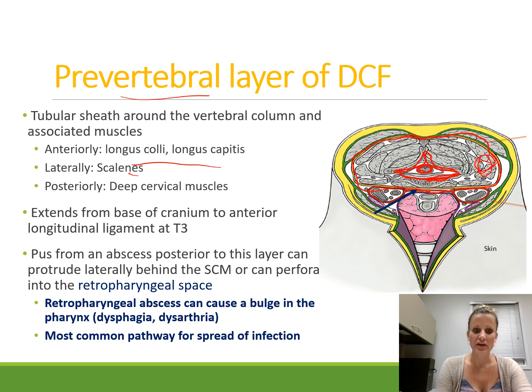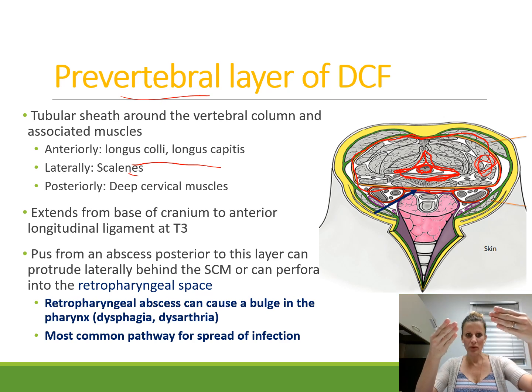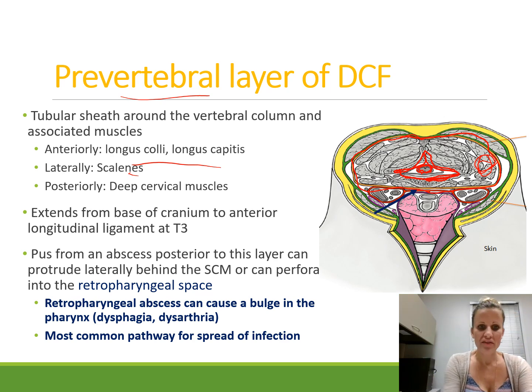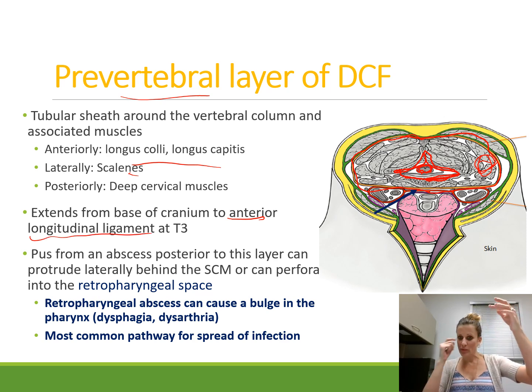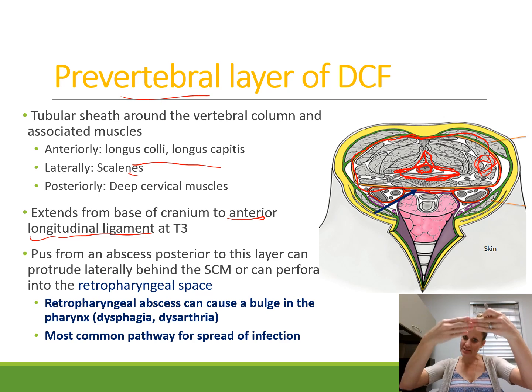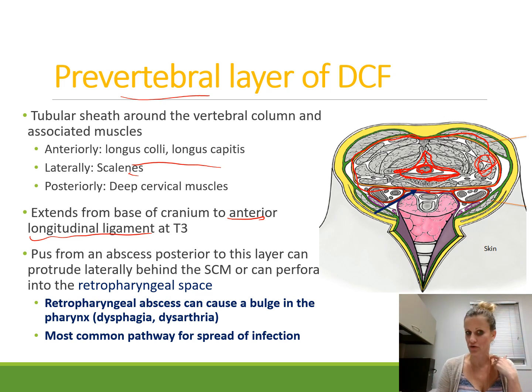The prevertebral layer extends all the way from the base of the cranium down to about the level of T3, the third thoracic vertebra. And at the level of T3, the prevertebral layer ends up being continuous with the anterior longitudinal ligament. So remember when we talked about the vertebral column, that there was that kind of wide, flat ligament that wrapped around the anterior side of all of the vertebrae. So the prevertebral layer extends down and then goes right into that anterior longitudinal ligament.